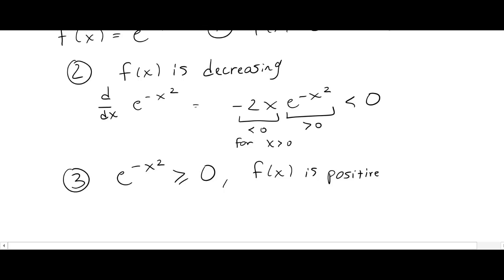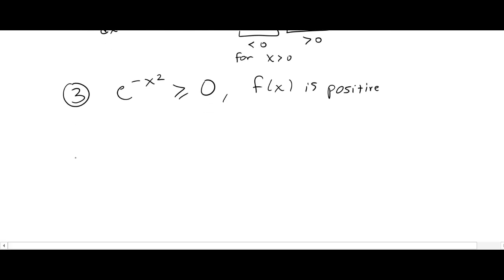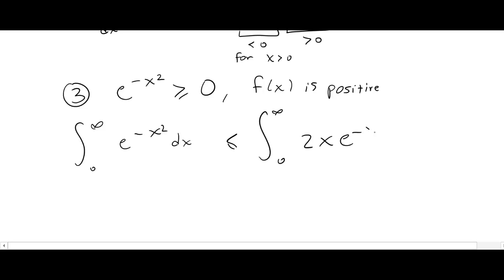So now, to use the integral test, we would like to integrate e to the negative x squared dx. However, we cannot integrate this function. So what we can do is compare it to a function that we can integrate. Here we can show that this integral is less than the integral of 2x e to the negative x squared, because 2x e to the negative x squared is always bigger than e to the negative x squared. So this integral on the right-hand side is bigger.